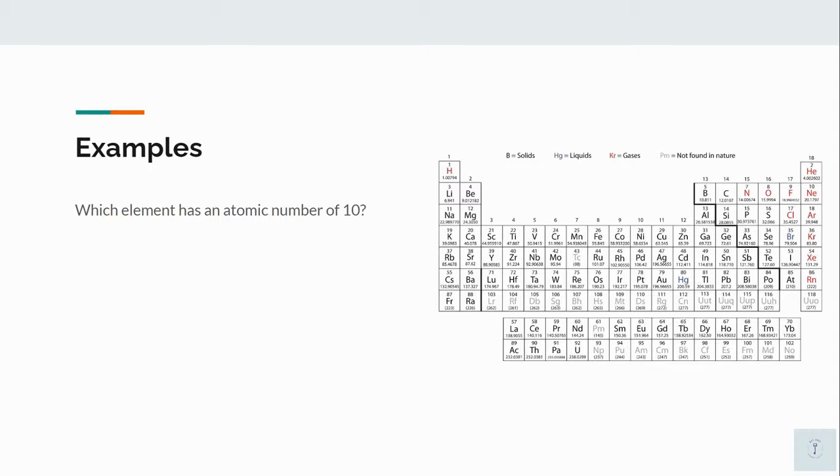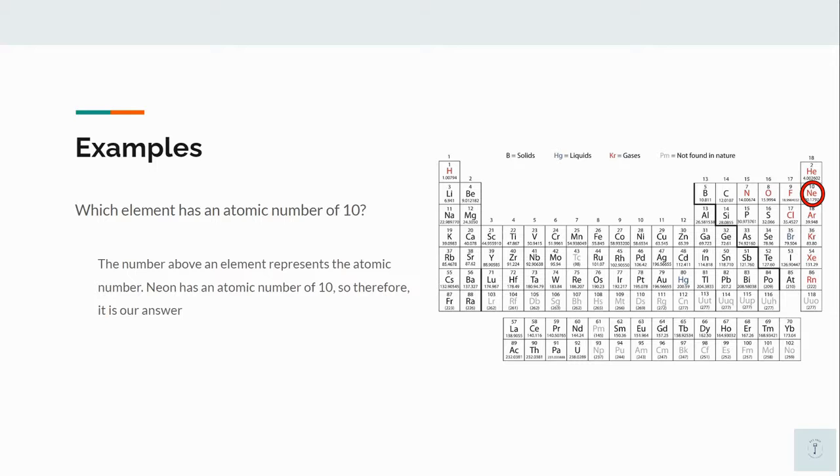So the first question, which element has an atomic number of 10? We look to the periodic table on our right and we look for an element that has the atomic number of 10. And it looks like neon has the atomic number of 10 because it has 10 protons. So that is our answer. The number above an element represents the atomic number, and neon has an atomic number of 10, so therefore it is our answer.